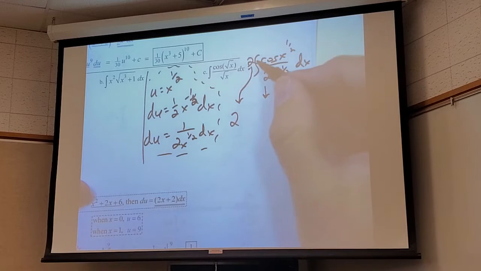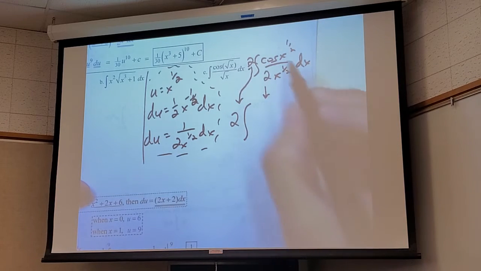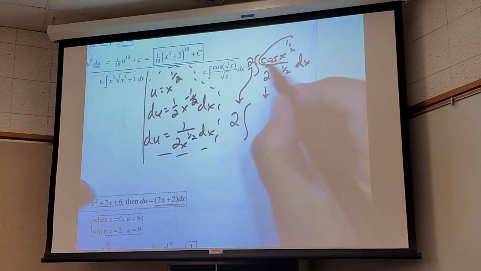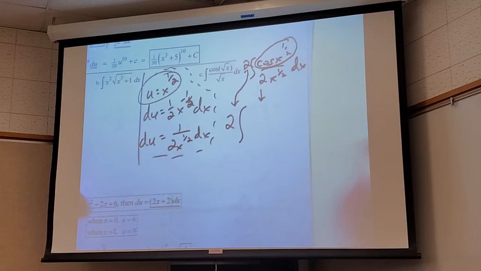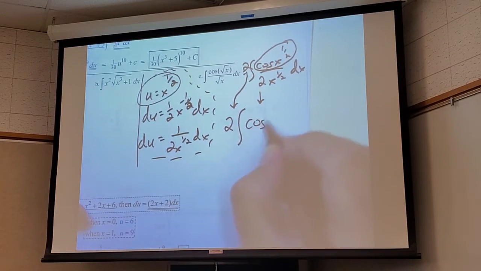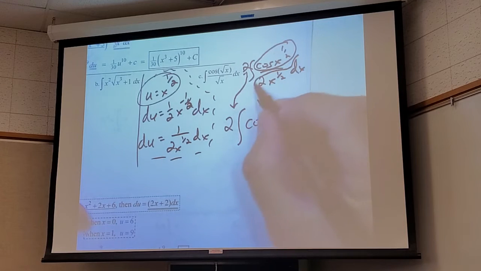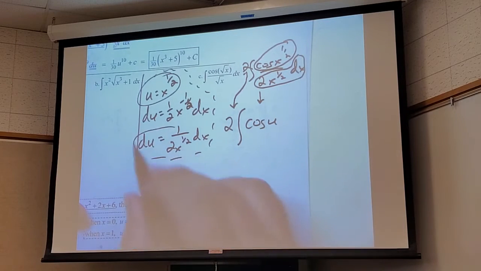So when you rewrite your integral, put the 2 down, integral. What is this going to be now? Cosine of u, because u is x to the 1/2, right? So it's cosine u. And what is all this? du. That's du.